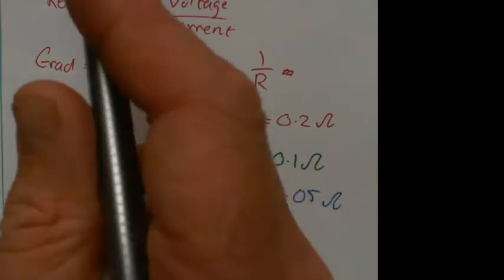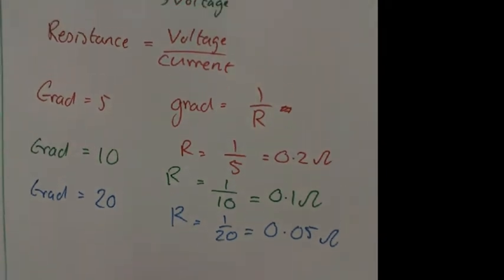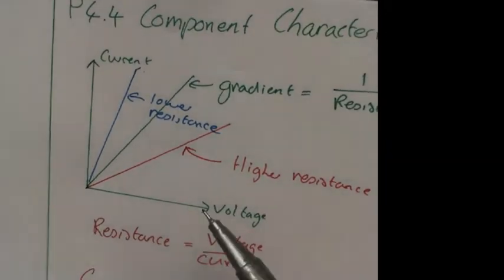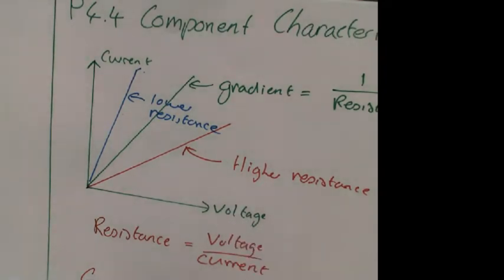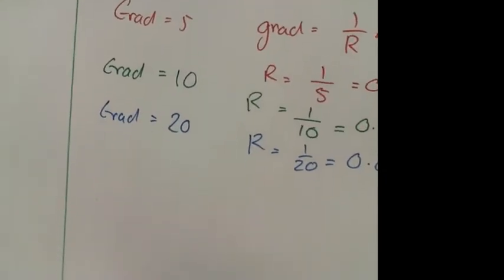Okay, so you can see that the steeper it's getting, the lower the resistance is, because you're dividing by a bigger number. And that's all to do with the fact that resistance is voltage divided by current, but on an IV curve you do the I on the y-axis and the V on the x-axis, and I'll show you why you do the IV curve that way around now.